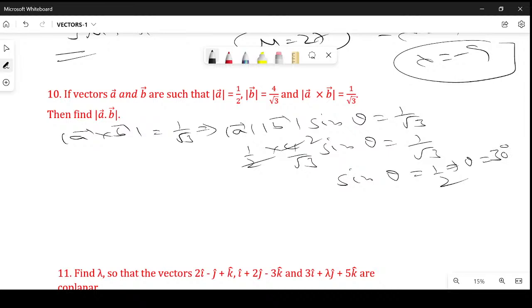Sin theta equal to 1 by 2, theta equal to 30 degrees. Then they are asking mod a bar dot b bar. I can write mod a bar dot b bar.